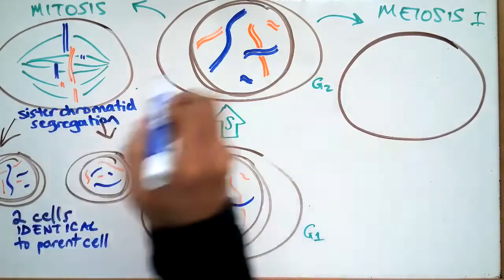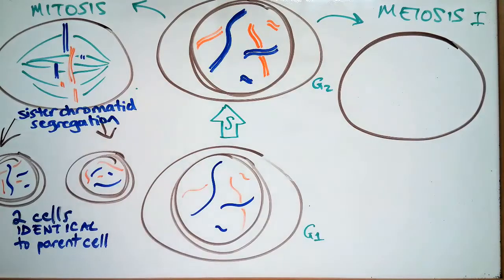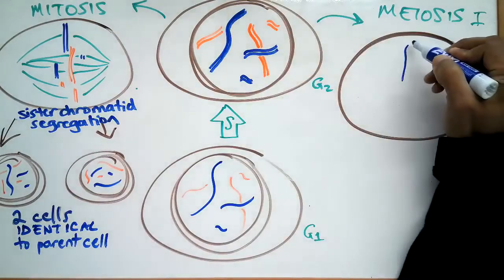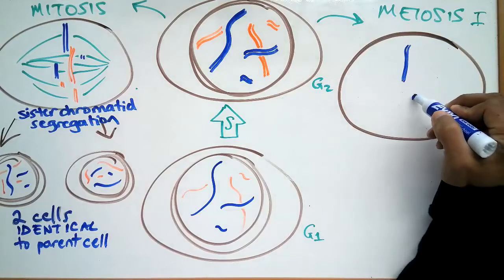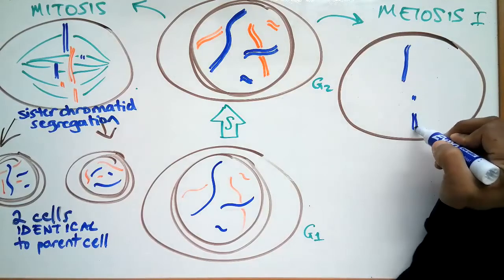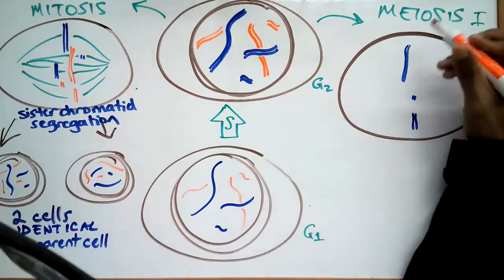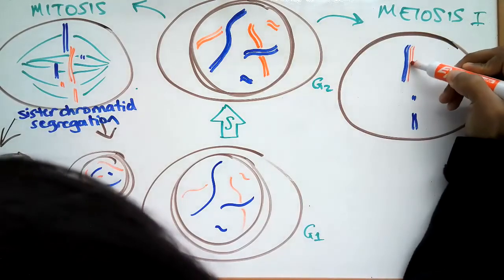That is not what happens during the first division of meiosis. During meiosis 1, you do this crazy process where you find the homologs and you pair them up. It's not just these sisters that line up. They are actually paired up with their homologs, like so.